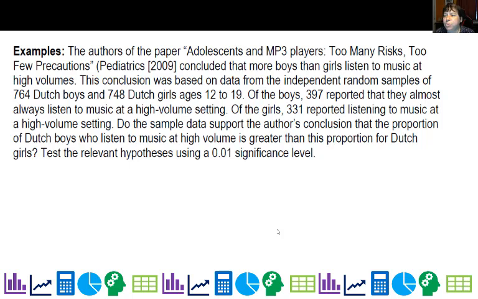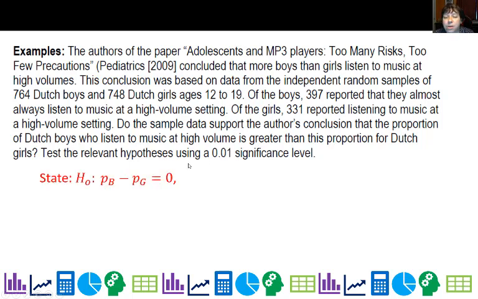So they've got these Dutch boys and girls, 397 boys out of 764 did listen at high volume, 331 out of 748 girls did listen at high volume. And they want to know, does the sample data support the author's conclusion that the proportion of Dutch boys who listen to music at high volume is greater than the proportion of Dutch girls? And we're going to use a 0.01 significance level instead of the 0.05. They gave it to you in the problem.